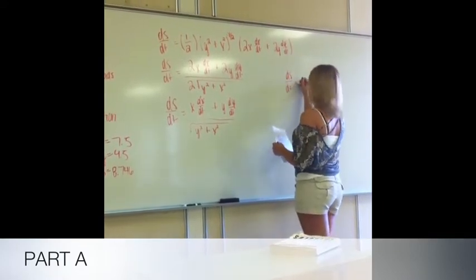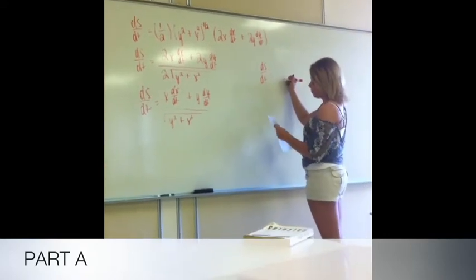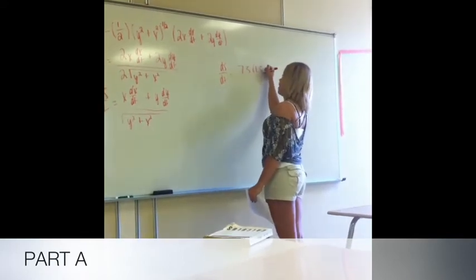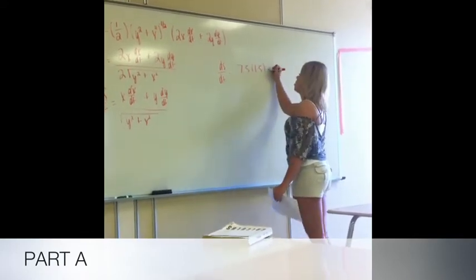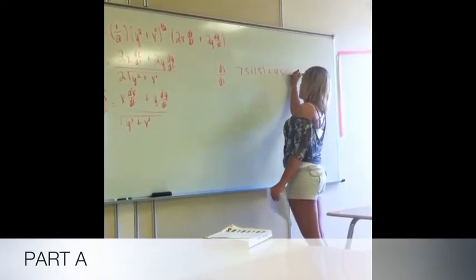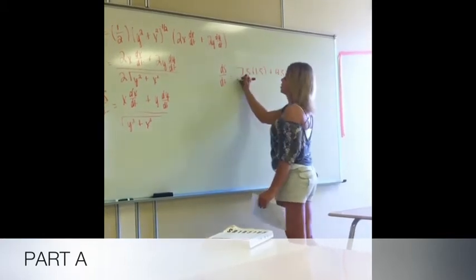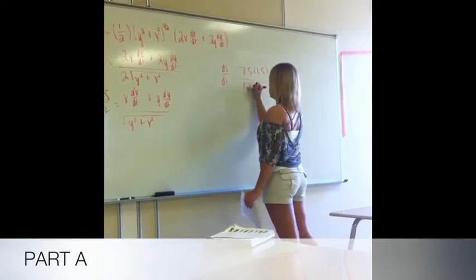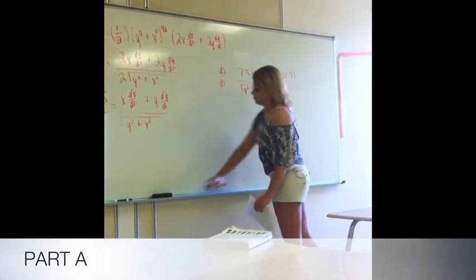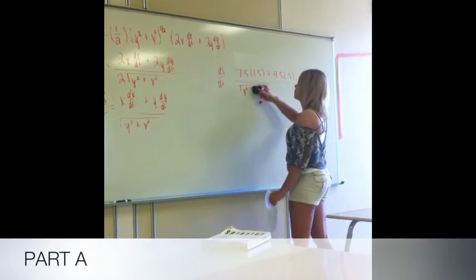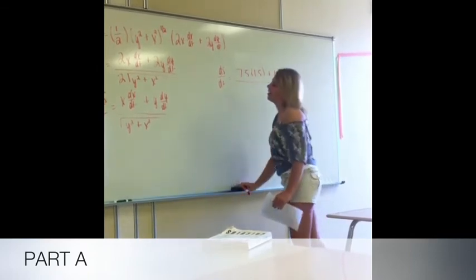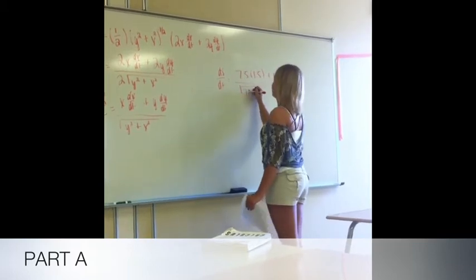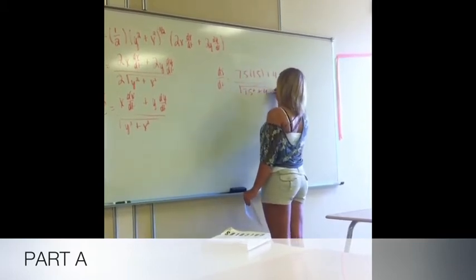the dt is equal to 7.5 times the 1.5, which is dx/dt, plus 4.5 times 0.5. And then it's going to be over the square root of y squared plus x squared. It's all going to be over the square root of 7.5 squared plus 4.5 squared.